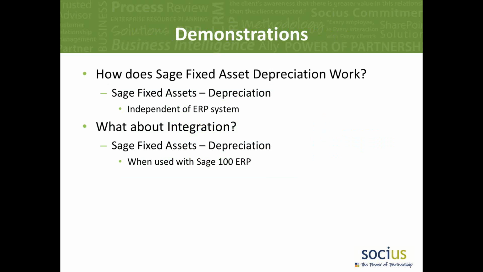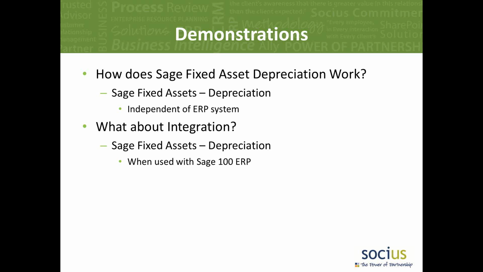So how does SAGE fixed asset depreciation work? It can be run independent of an ERP system, which means that you can buy SAGE fixed assets as a standalone application for tracking assets. It's sold at various levels depending on the number of assets that you want to maintain and how many users you want to have get involved with assets. So you can have anywhere from 50 to 100 assets all the way up to hundreds of thousands of assets in your organization.